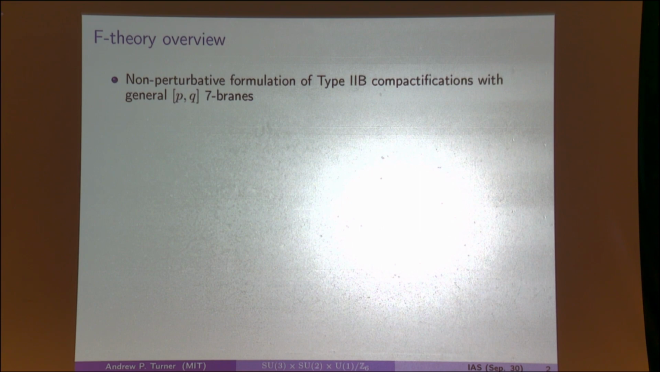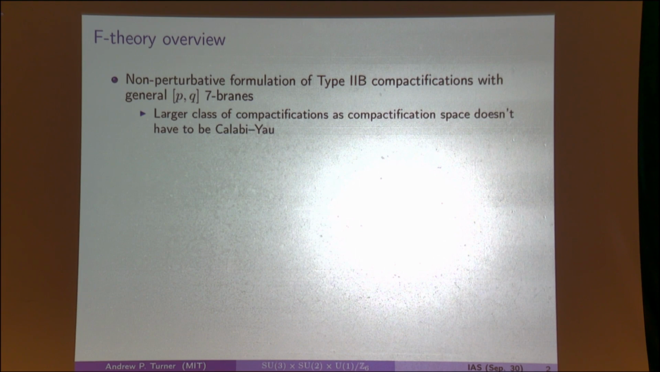So what is F-theory? There's several ways to define it, but perhaps the most direct is to say that it's a non-perturbative formulation of type IIB compactifications that allows for general (p,q) 7-branes. And an important thing to note is that this opens us up to a larger class of compactifications because the compactification space is not required to be Calabi-Yau in order to preserve some supersymmetry.